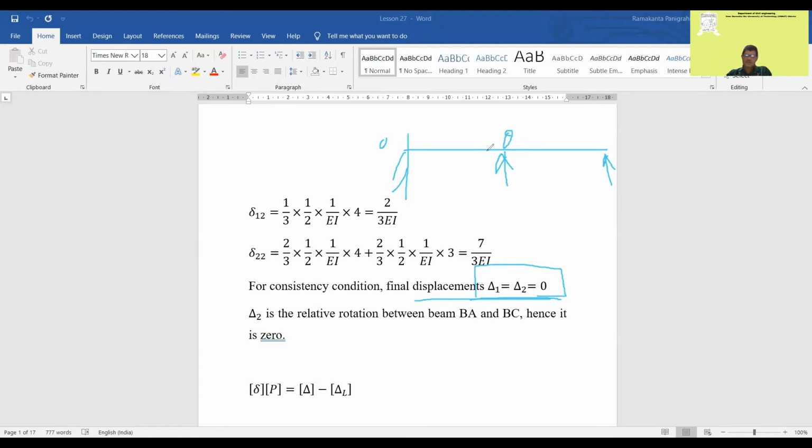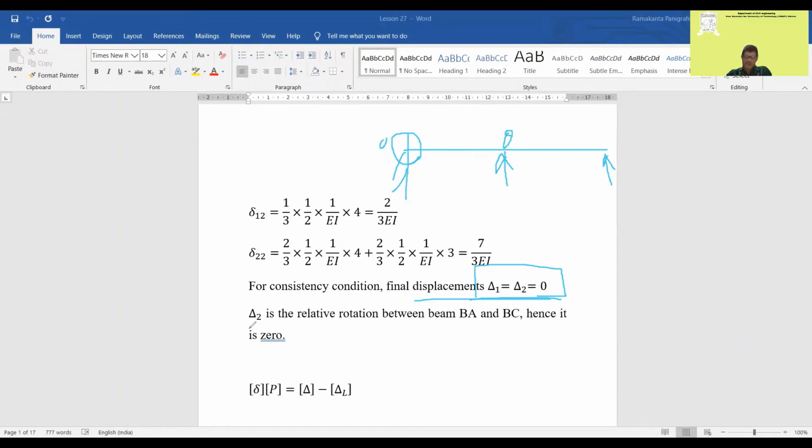There is no imposed displacement given on these things. It has not been given that this value is 6.5 mm. So this cannot move at the fixed end, so it must be 0. The theta must be equal to 0. And here, since there is no imposed rotation given to this joint, delta 2 is also 0.